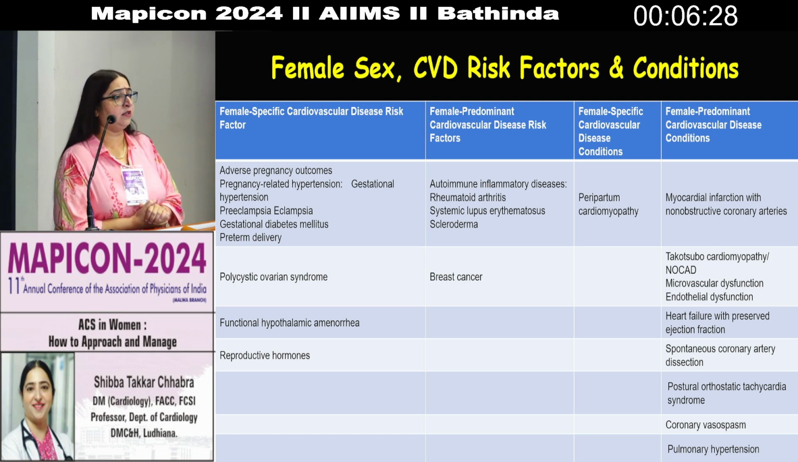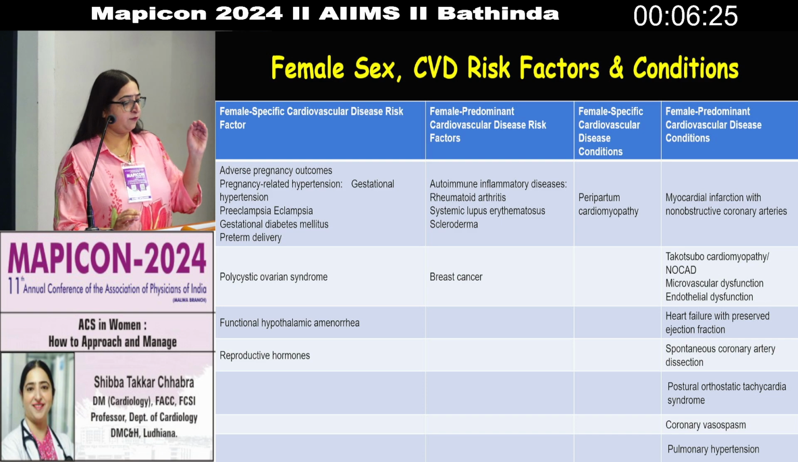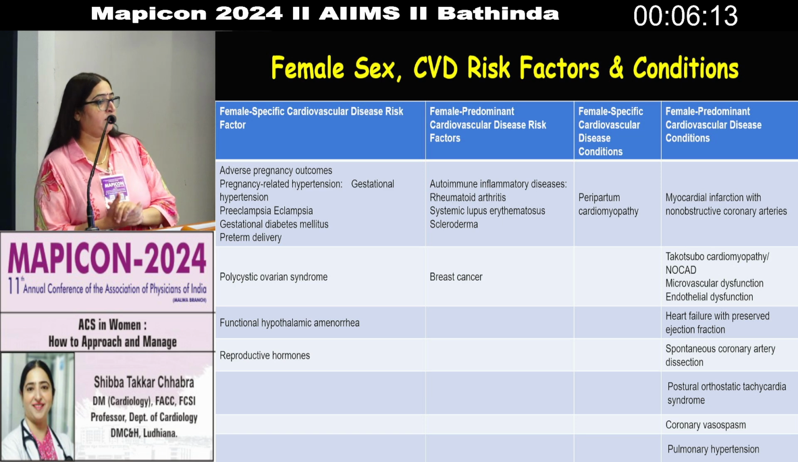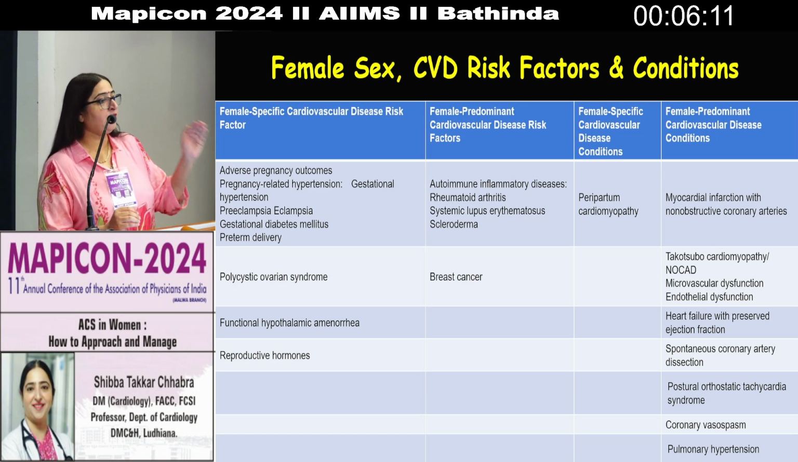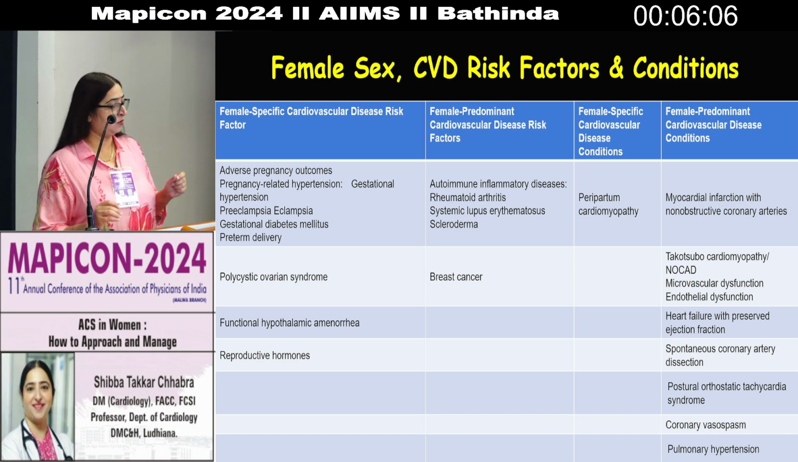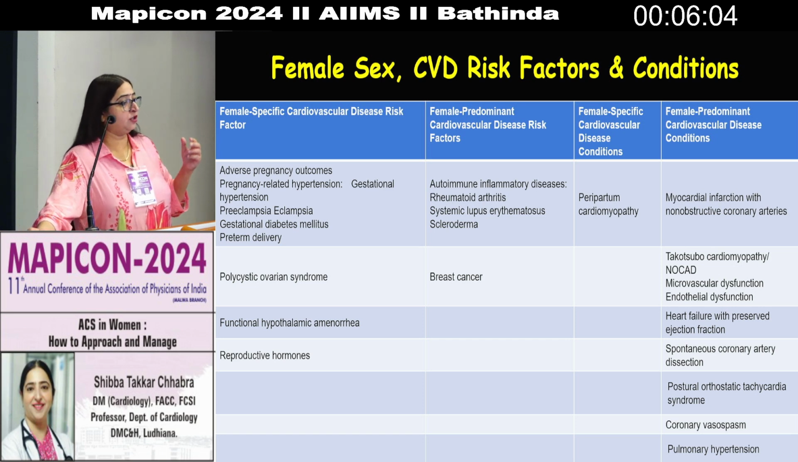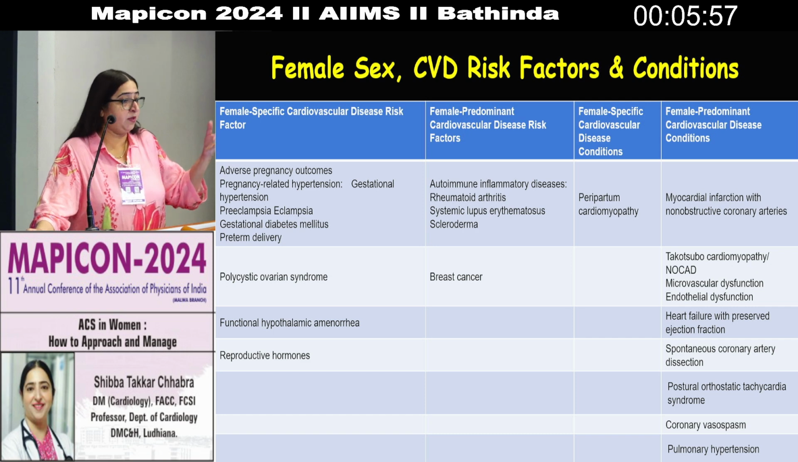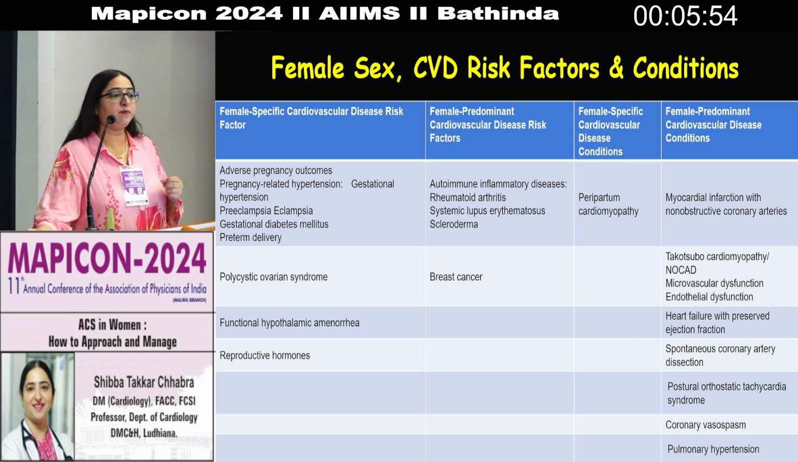So we can see over here that when women come, they have some female-specific cardiovascular risk factors, some female predominant cardiovascular disease risk factors, some female-specific cardiovascular diseases, and female predominant cardiovascular diseases. If we talk of female-specific cardiovascular disease risk factors, they are adverse pregnancy outcomes, pregnancy-related hypertension, preeclampsia, eclampsia, gestational diabetes, preterm delivery, polycystic ovarian syndrome, reproductive hormones. So all these are female-specific risk factors.